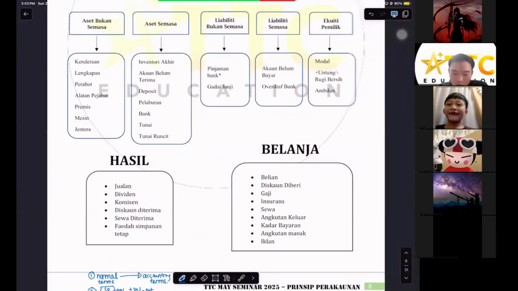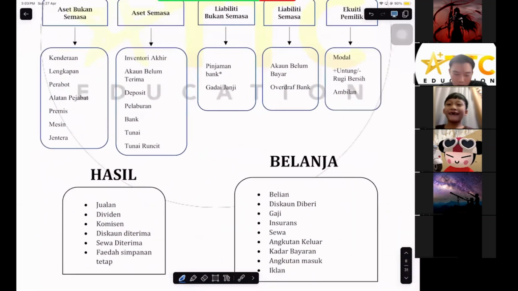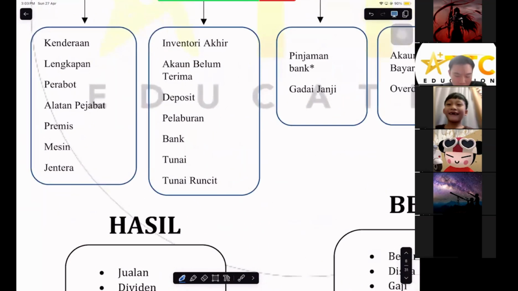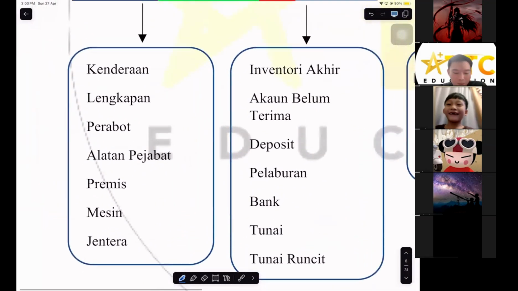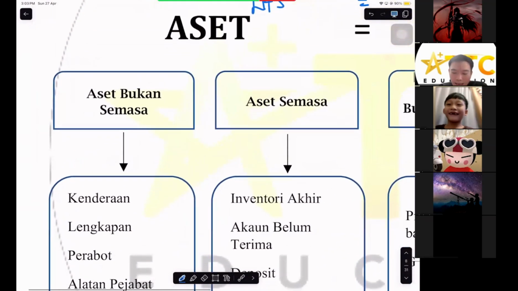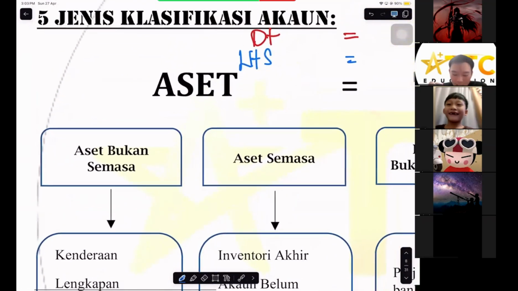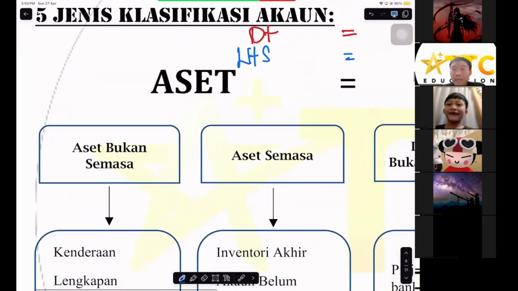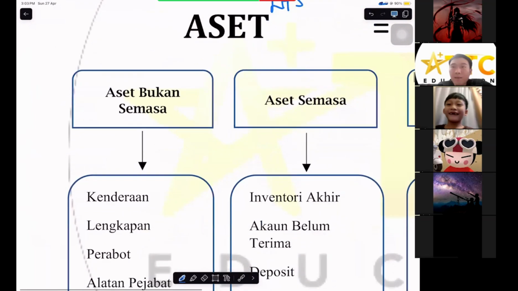Here, what we have is all the accounting terms, and what I am about to give you will be the normal terms. Now let's look at asset. An asset is something that is there with you, which later on, depending on the duration, will turn into money for you. One of them is asset bukan semasa.